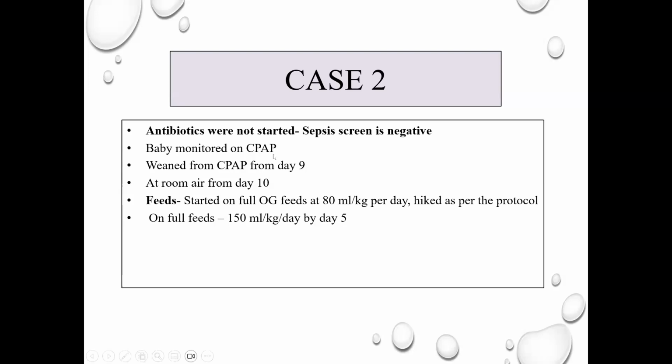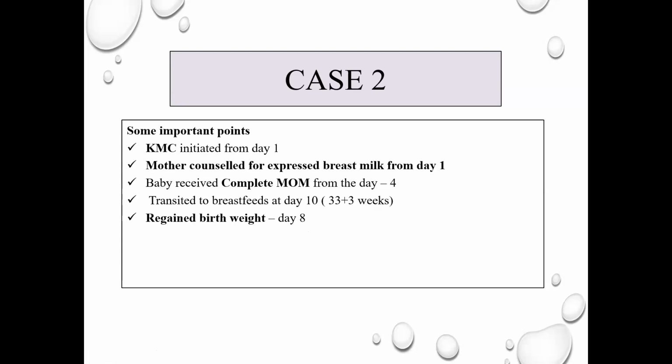So the baby also improved, as we saw that the screen was negative. It did not start on any antibiotics. Monitored on CPAP, weaned from CPAP on day 9, and CPAP was stopped on day 10. We did start feeds, and in our unit we start with full enteral feeds. Whatever your feeding policy is, adhere to that. If the unit is comfortable starting feeds with 30 at extreme preterm, do that, but at least start feeds. We start with full orogastric feeds, and the baby was started on orogastric feeds. It was increased as per protocol, 120, 140 to 150 by day 5, day 6.